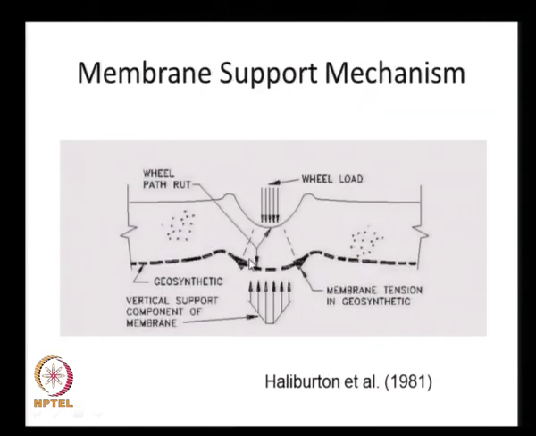Another mechanism is the membrane support mechanism. When there is good rutting, the geosynthetic is subjected to some tension, and the vertical component of this tension force directly opposes the wheel loads, and that reduces the pressures that are transferred into the subgrade soil, thereby increasing our long term performance.